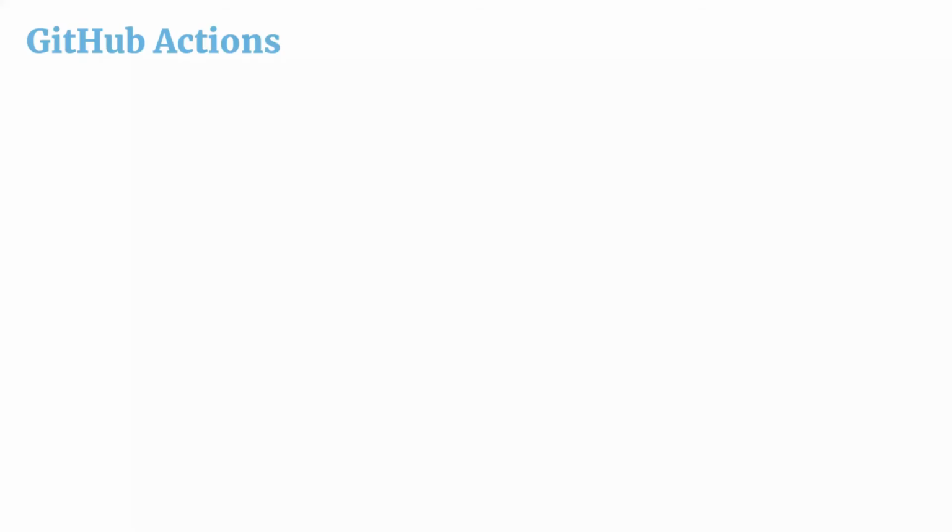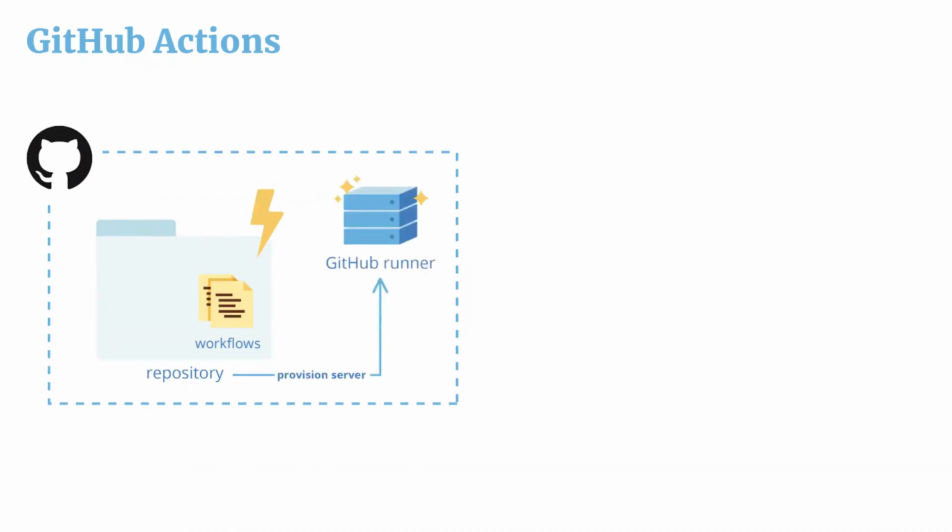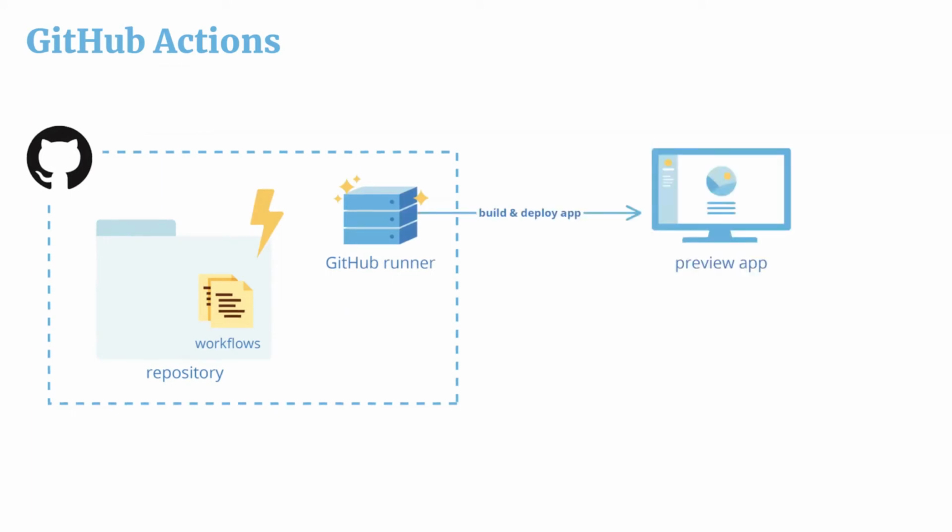GitHub Actions proved to be well suited to our use case. It's an automation tool that allows users to execute code written in files called workflows using GitHub runners, which are temporary virtual servers that GitHub spins up and down. Here's how this process works. A Bubble workflow file in the user's repository is set to listen for pull requests. When a pull request is opened, the workflow is triggered, and GitHub automatically spins up a runner to execute that workflow, which then builds and deploys a preview app. After this process is complete, the GitHub runner is automatically spun down.